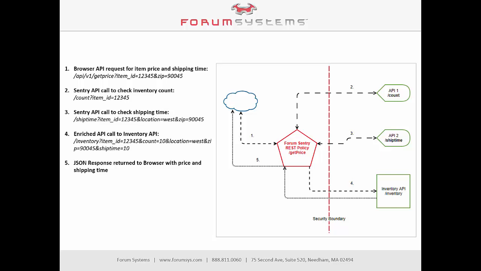If there is inventory, Sentry will make a second call to the ship time API to determine the shipping time given the zip code. If shipping is unavailable, Sentry will return the appropriate failure to the app. If shipping is available, Sentry will make a call to the inventory API, including the item ID and zip from the original request, as well as the count and ship time parameters from the enrichment calls. The inventory API will return a JSON payload with the requested pricing and shipping data, which Sentry will inspect and ultimately return to the app.